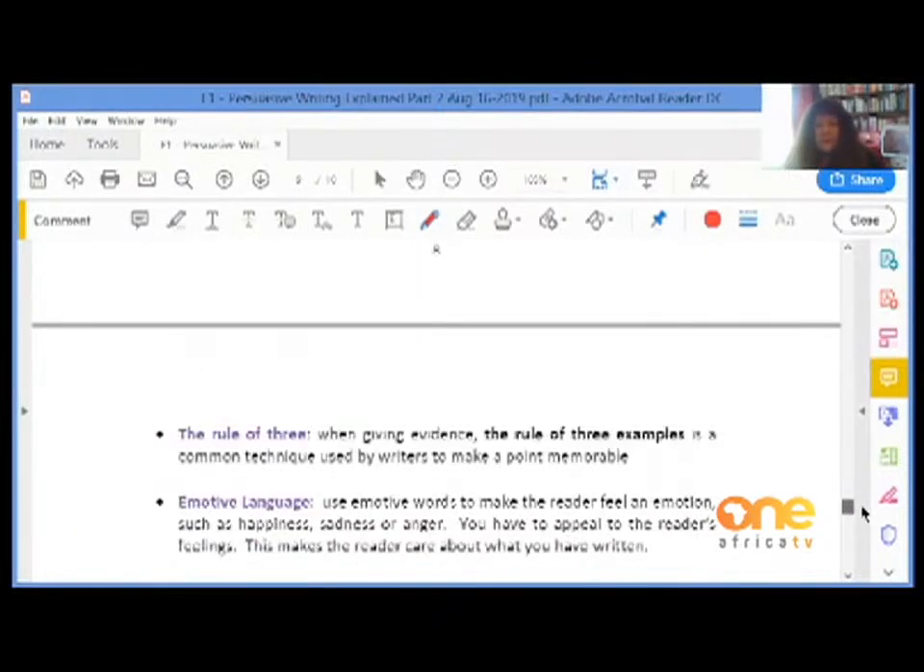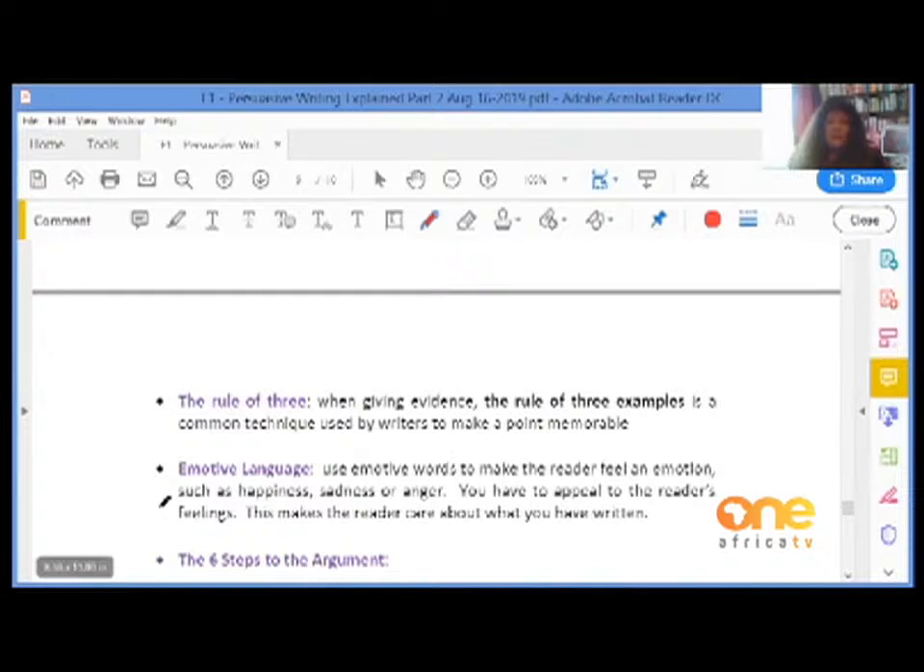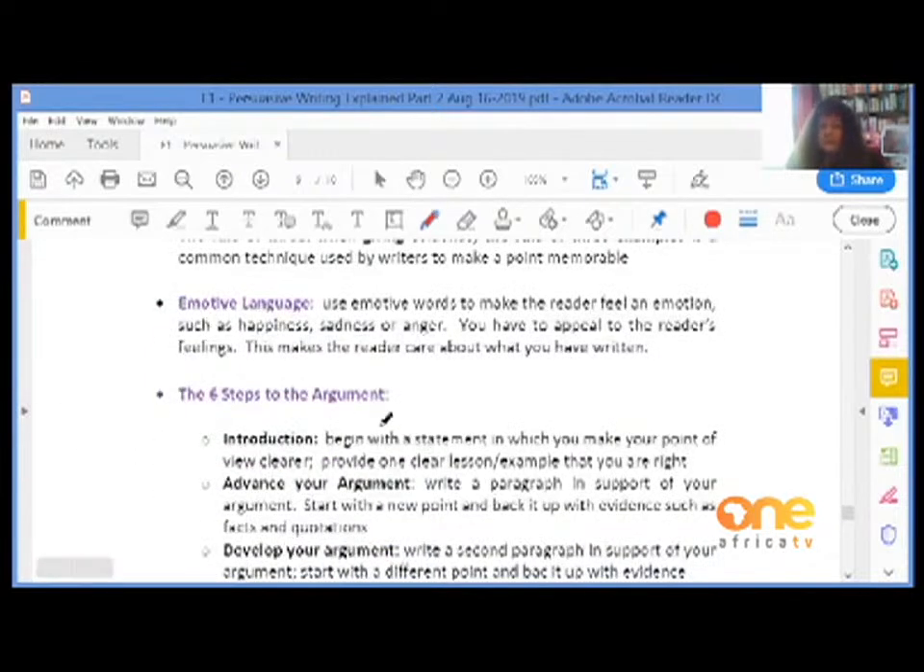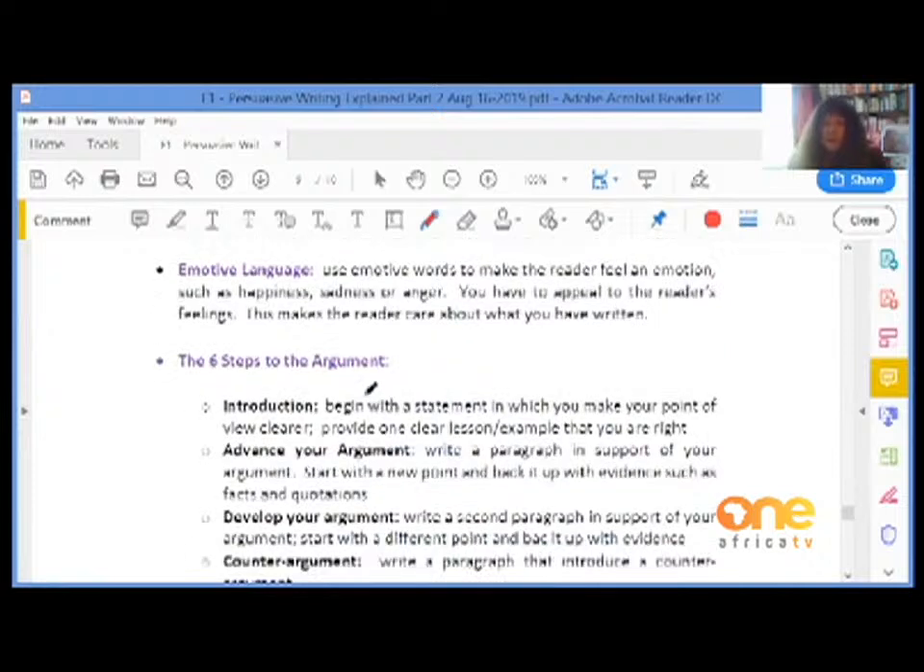Your signposting, your rule of 3, when you give evidence, try to give 3 examples. So you can do 1 example per paragraph, because you're going to do an introduction, a main topic sentence, another main topic sentence paragraph, a third, 1, 2, 3, 4th paragraph, that's your counter argument, and finally your conclusion. So you need that. We've mentioned emotive language previously, because you're appealing to that reader's feelings. And remember the 6 steps to the argument or persuasion.